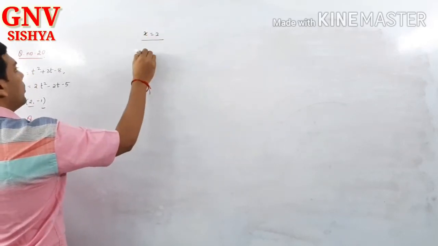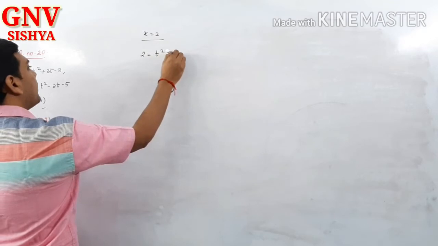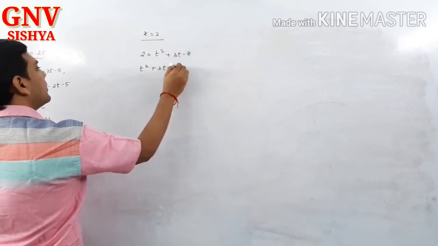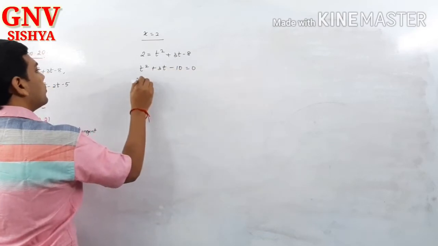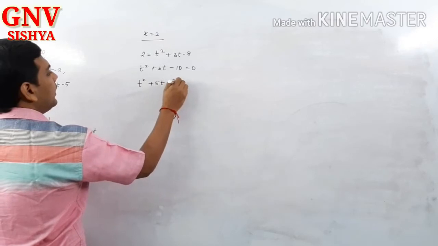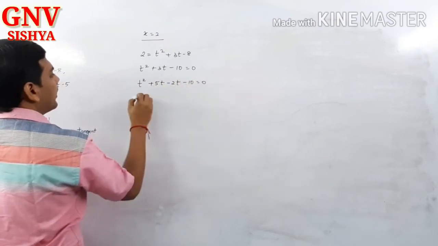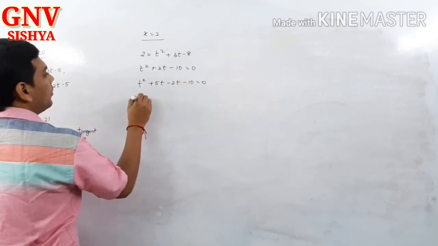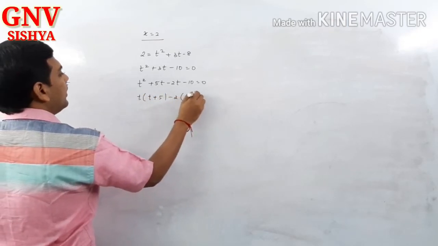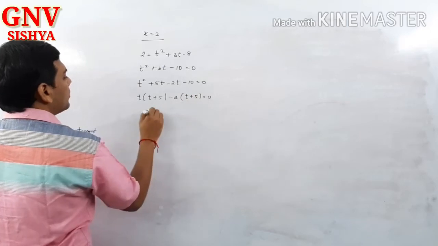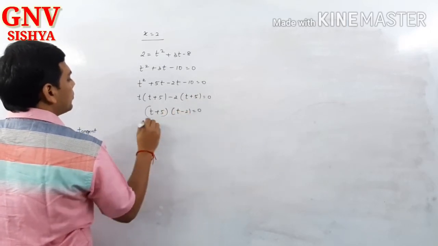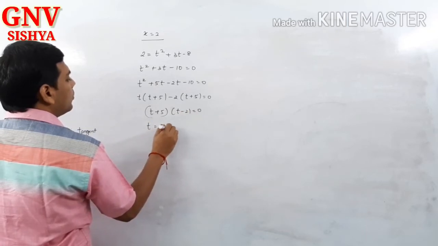So when I substitute, 2 is equal to t square plus 3t minus 8. So t square plus 3t minus 10 is equal to 0. So I can write it as t square plus 5t minus 2t minus 10 is equal to 0. Correct? Now take t common out, t plus 5, minus 2 common out, again t plus 5 equal to 0. So t plus 5 and t minus 2 equal to 0. So t equal to 2 and minus 5.